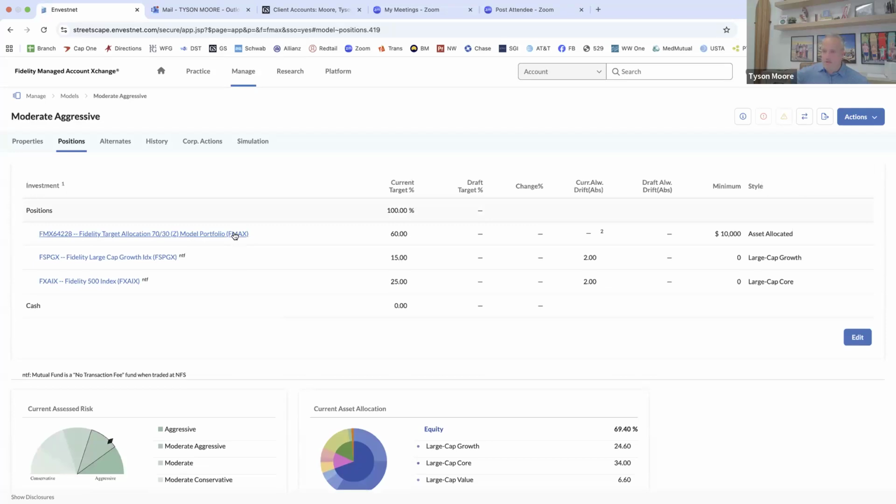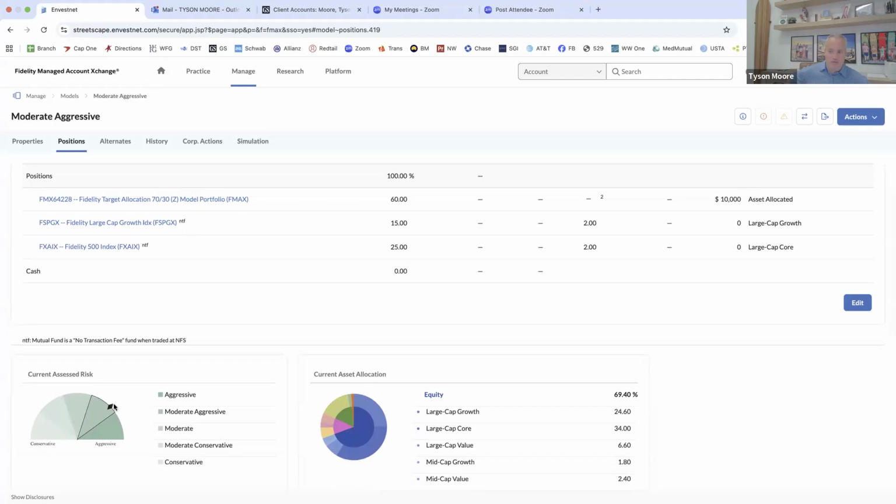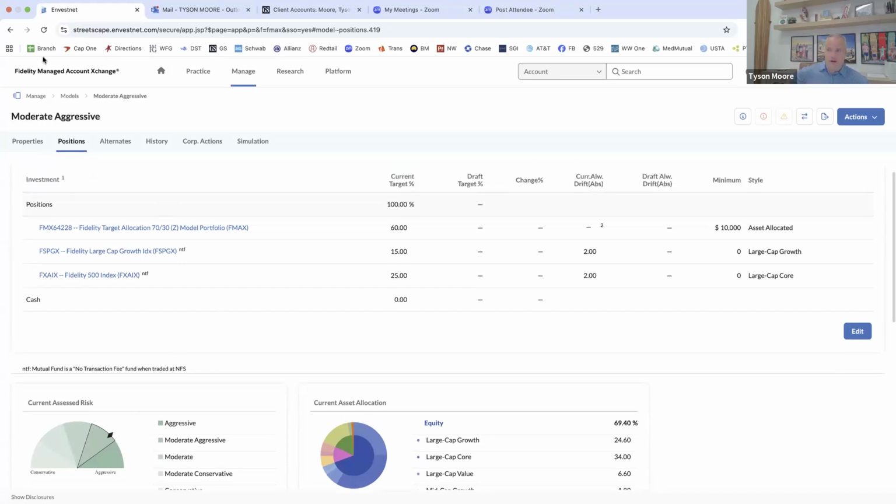But I've got the 70-30 model, and then I'm just using a little bit large cap growth and S&P 500, but I kind of just did a little bit less growth exposure just to tamp down that risk a little bit. If you play with this a little bit, you'll notice that if I went 20 and 20, I think I'd be right up against this line probably. So that's where I'm kind of at there.